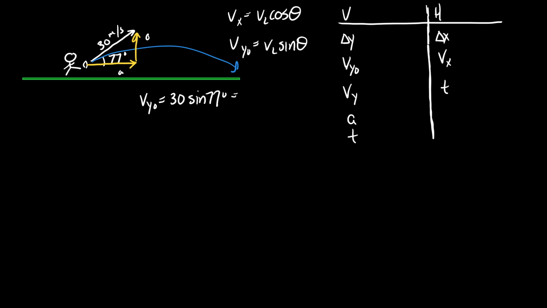I'm just going by what's in the problem, and it might say 77 there. So what do I get? 24? 29? 29.2. All right, 29.2 meters per second. All right, let's see if we got another table to give us something else.